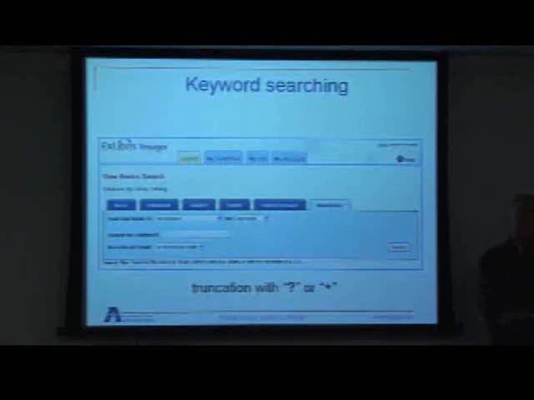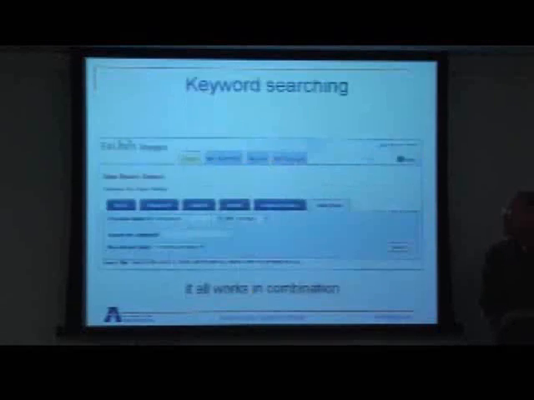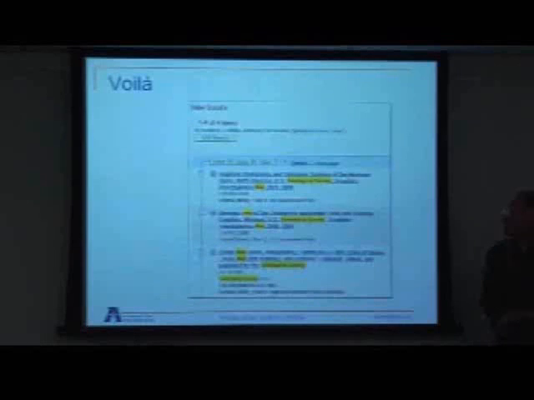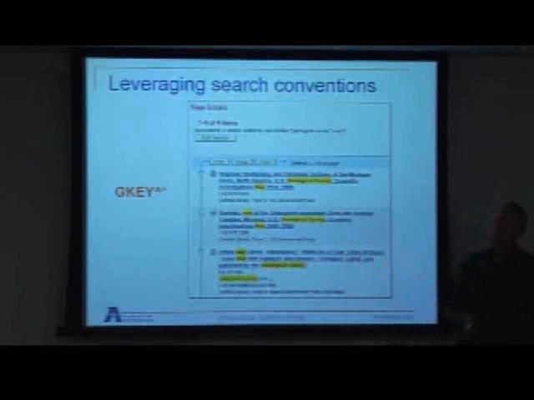And also there's truncation with a question mark or with an asterisk. Asterisk is the most common truncation symbol. So a search on map truncated is going to get map, maps, and mapping. And all this works together, so any combination of that is going to work. And what does that look like? That's exactly the search behavior of gkey, caret, asterisk. So what this is doing is simply leveraging that expectation that the user already has when they're searching Web Voyage, and it carries it over to the new books list.